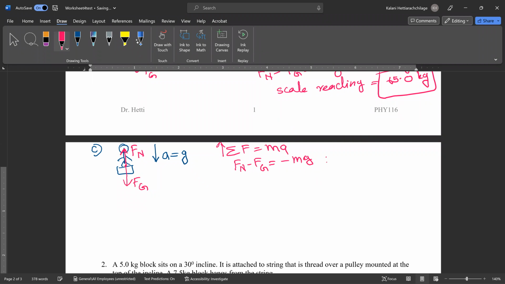So now in this case, I will be able to write Fn equals mg minus mg, adding Fg to both sides. So now the normal force equals 0. That means the scale reading is 0 kilograms in this case.